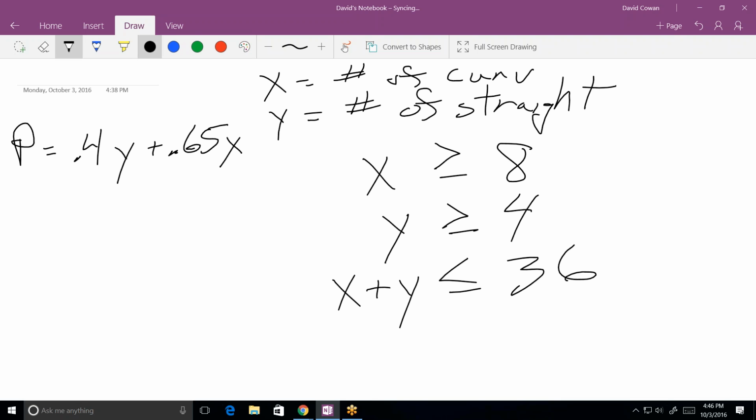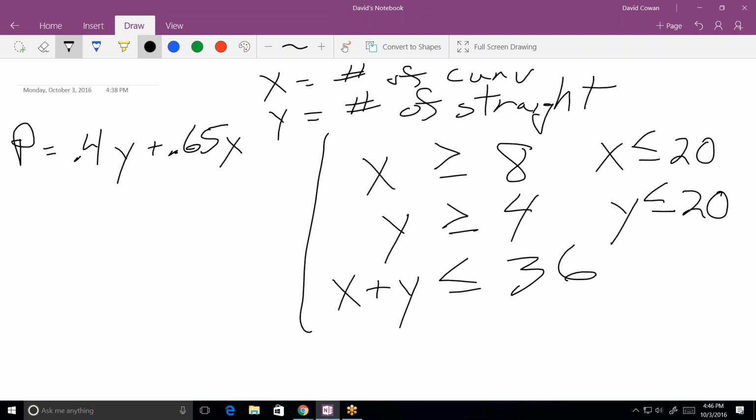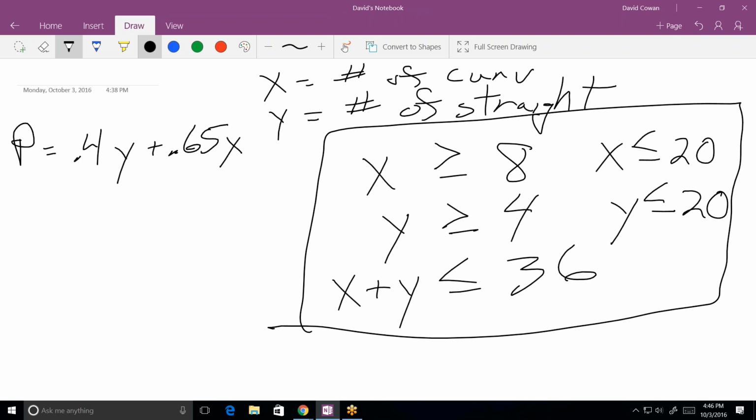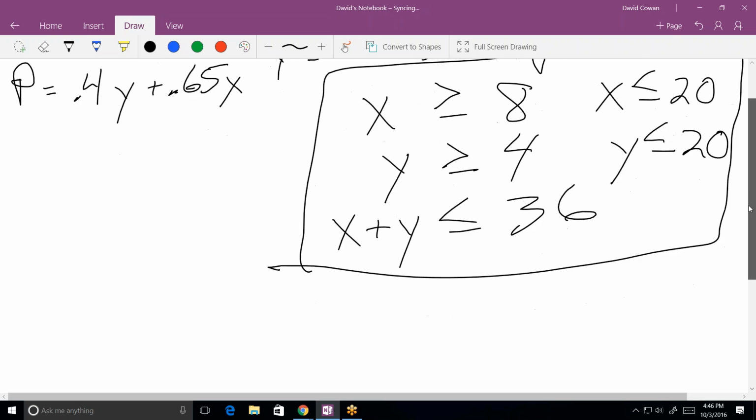And then the last sentence again: the total of X and Y has to be less than or equal to 36. No set will contain more than 36 sections in all, or more than 20 sections of either type. So we also have X less than or equal to 20, and Y less than or equal to 20. So those are the 5 constraints that we have. Okay, now let's graph those.